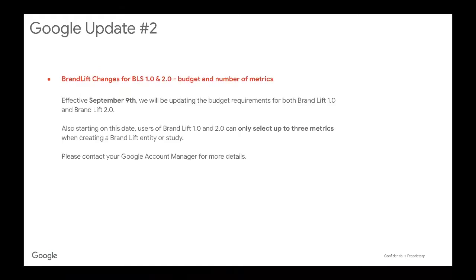Second update, very important: brand lift surveys. There has been a change in their budget and the number of metrics measured, and this change took effect yesterday. So if you need to do a BLS for your clients, please reach out to the Google rep early so that we can help you plan. The important thing to note is that right now we can only select up to 3 metrics maximum, regardless of what the budget is. That is a key change. Please note that, and contact your Google account manager for more details.